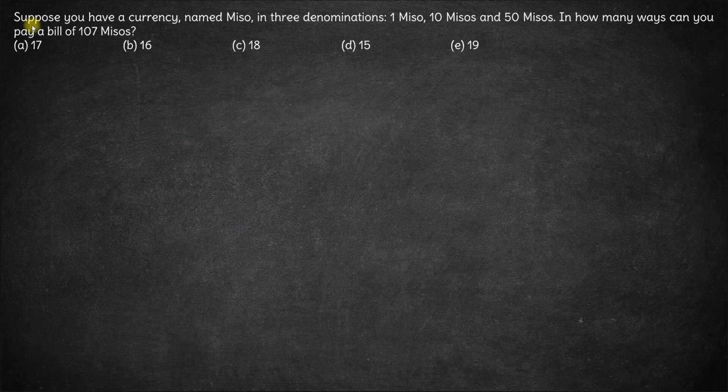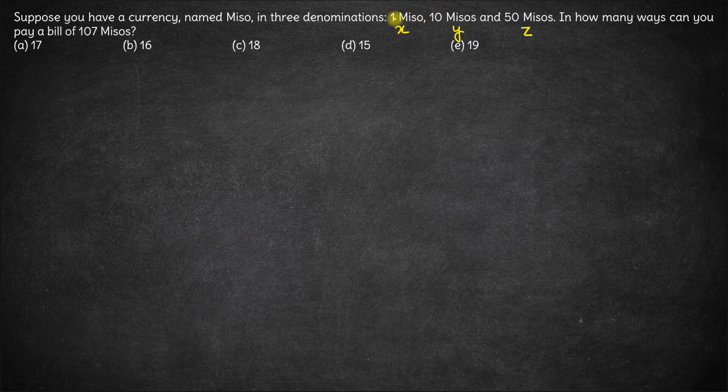Hi, suppose you have a currency named Miso in 3 denominations: 1 Miso, 10 Miso and 50 Misos. In how many ways can you pay a bill of 107 Misos? Okay, so let's say you pay X coins of 1 Miso, Y coins of 10 Misos and Z coins of 50 Misos, such that the total payment that you make is 107.